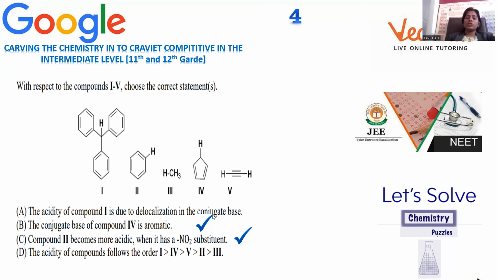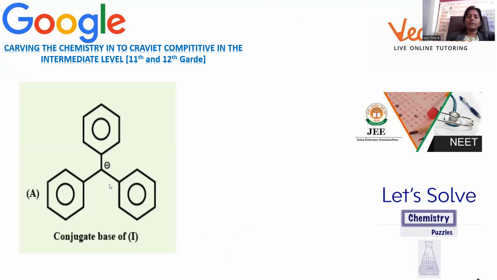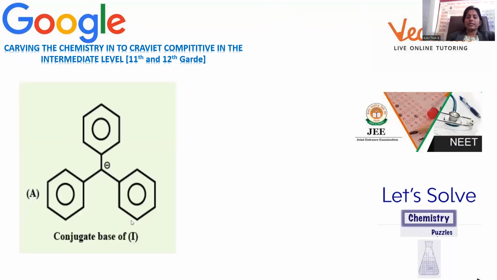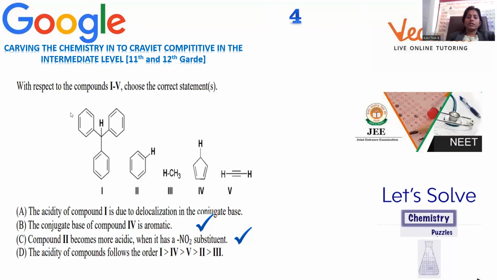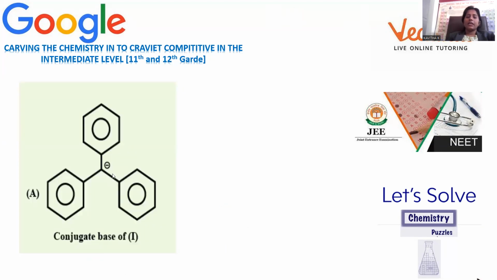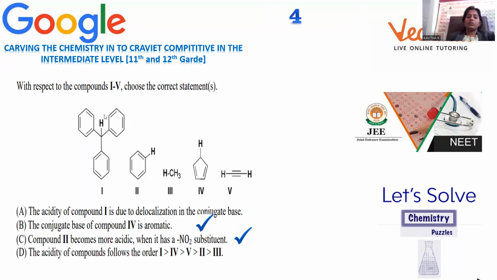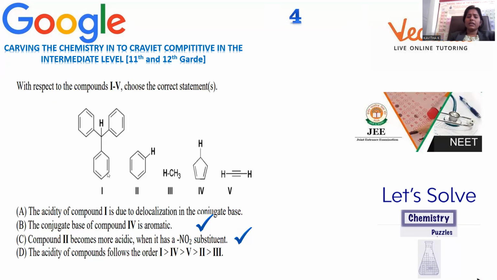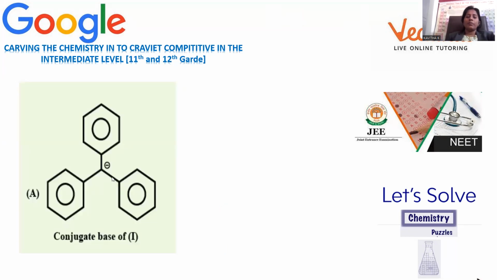If you are making its conjugate base, conjugate means any two compounds differing by only one hydrogen is called a conjugate acid-base pair, right? So if you see this compound, triphenylmethane, here also triphenylmethane is there, but with a methyl anion. One difference is the hydrogen got removed. We pulled one hydrogen so that a carbanion will be generated.